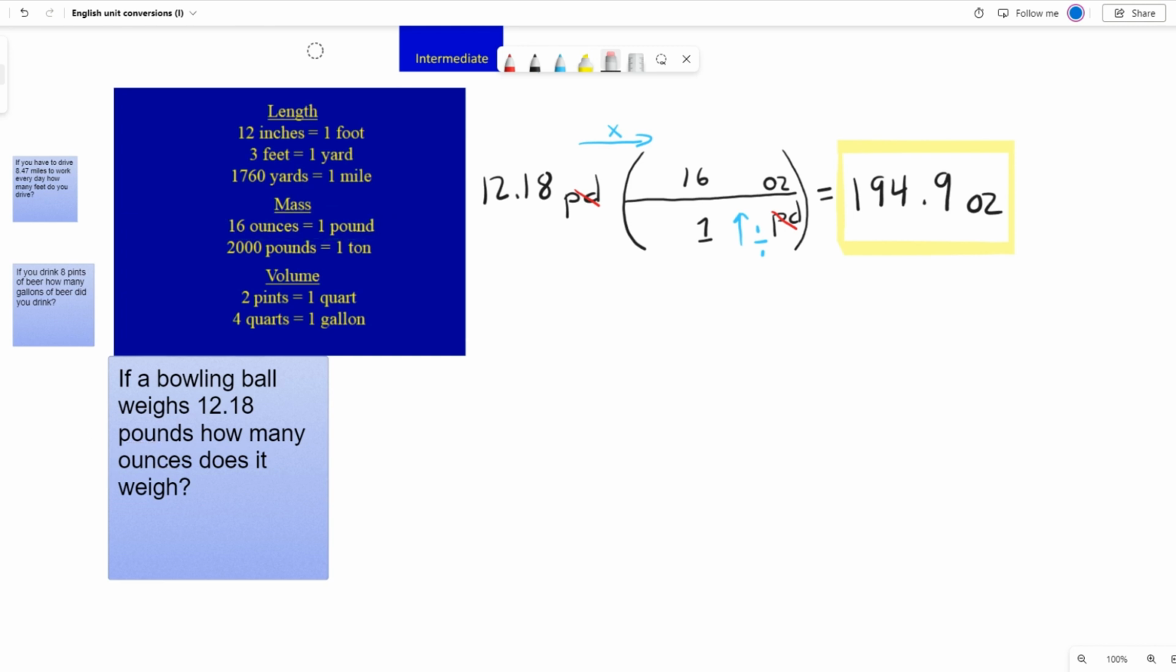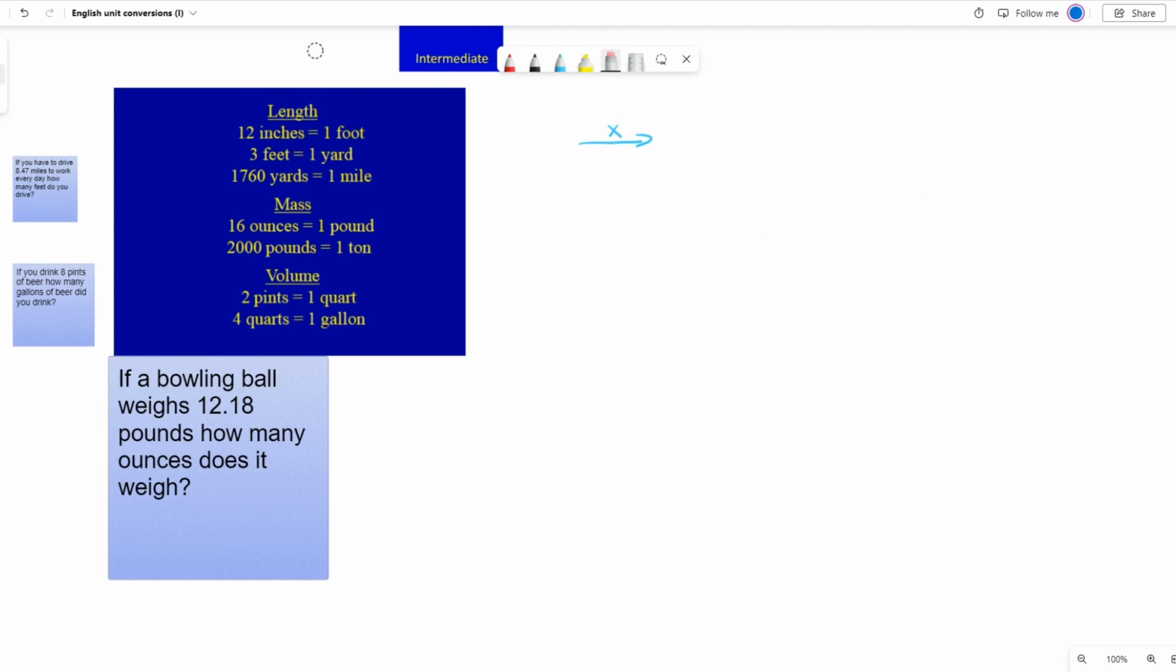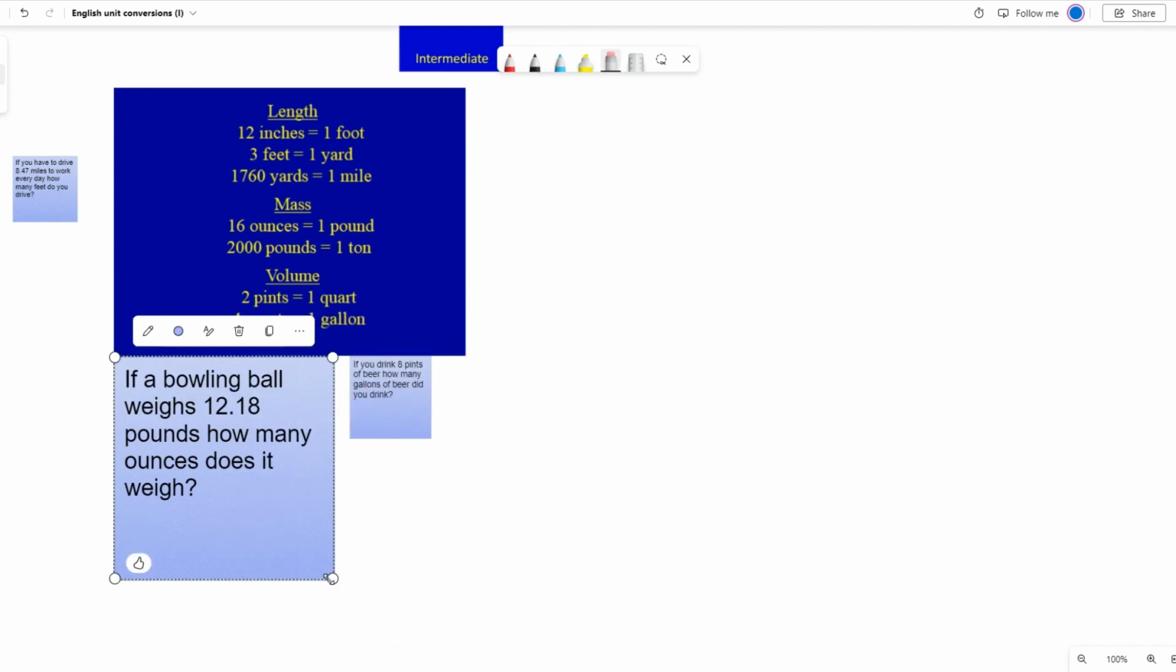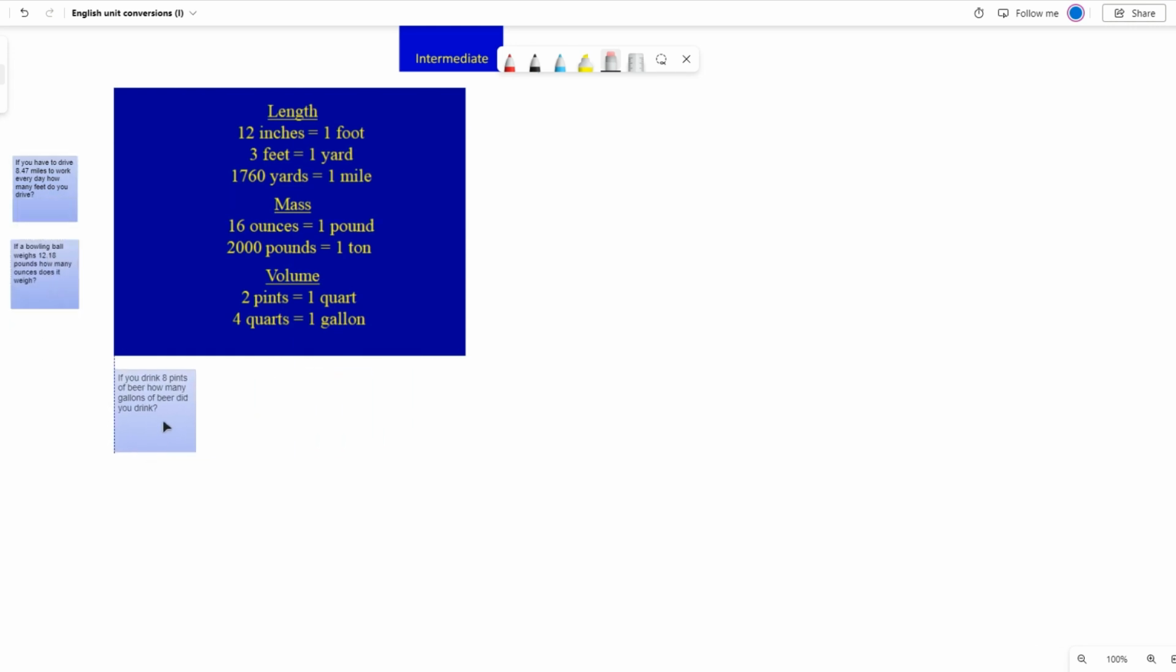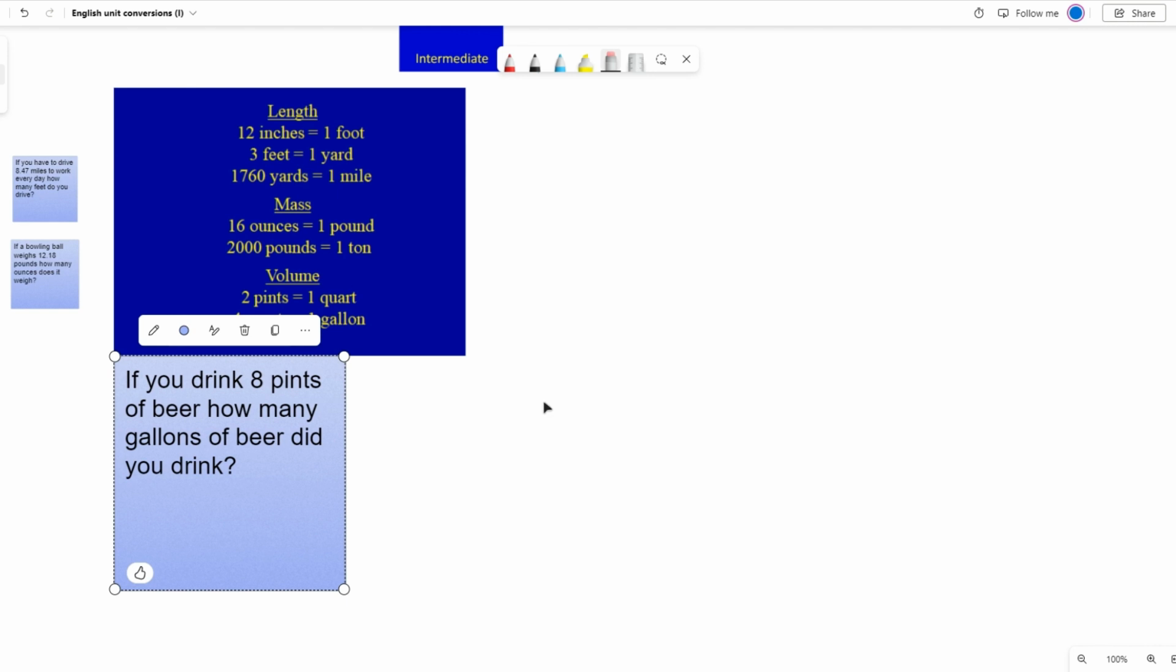The third and final problem that we'll take a look at for English to English conversions, since we did one for length, we did one for mass, let's take a look at one that deals with volume. So for the last problem here, it says, if you drink 8 pints of beer, how many gallons of beer did you drink? So let's take a look here at what we're going to be dealing with. So again, are we in the English to English conversion, an English to metric conversion, or a metric to metric conversion? Well, pints is an English unit and gallons is an English unit. So this is an English to English conversion. And then you want to say, well, okay, am I converting length, mass, or volume? Well, pints and gallons are both volumes, so this is a volume conversion problem.